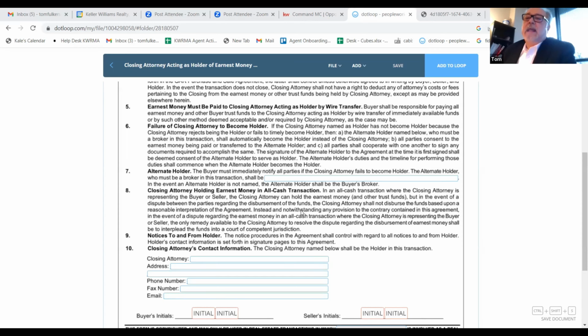And then they can decide. I mean, it's their choice. It's their money. But our job is to notify them of what this form says. And the form says that in the event of a dispute regarding the earnest money in an all cash transaction, and where the closing attorney is representing the buyer or the seller, the only remedy available to the closing attorney to resolve the dispute regarding the disbursement is to be interpleaded into a court of jurisdiction. Okay. Thank you. You're welcome.